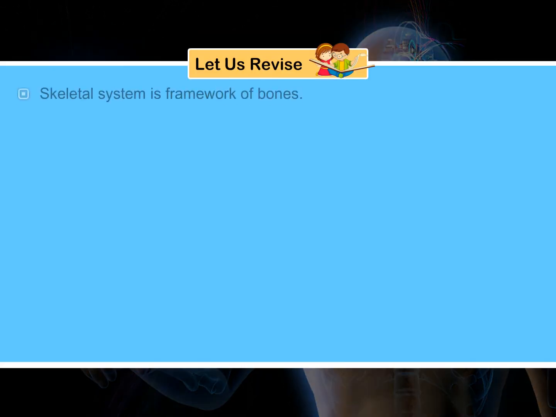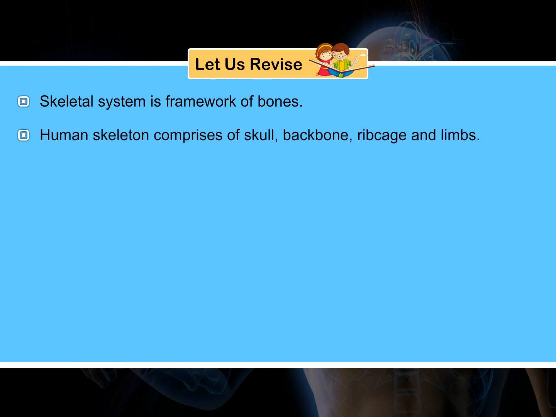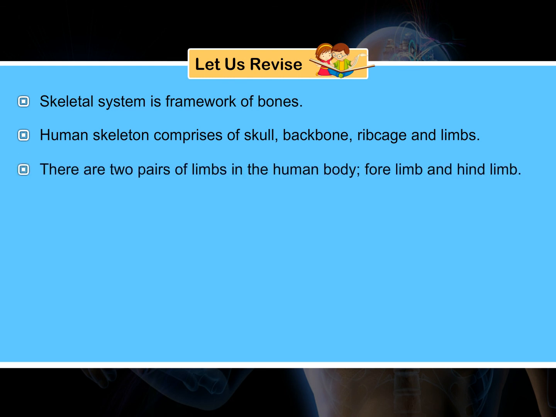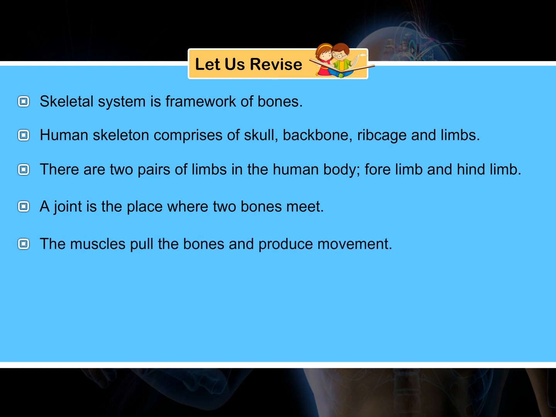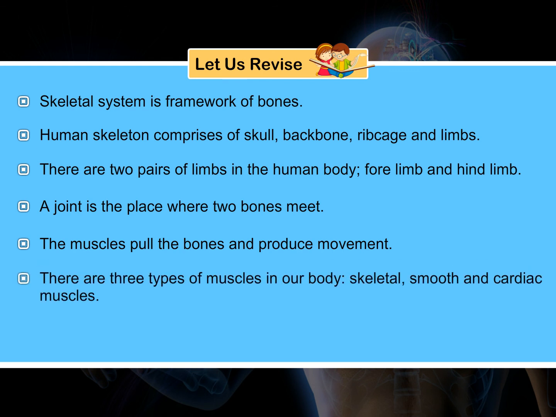Let us revise. The skeletal system is a framework of bones. The human skeleton comprises the skull, backbone, ribcage and limbs. There are two pairs of limbs in the human body, forelimb and hind limb. A joint is the place where two bones meet. The muscles pull the bones and produce movement. There are three types of muscles in our body: skeletal, smooth, and cardiac muscles.